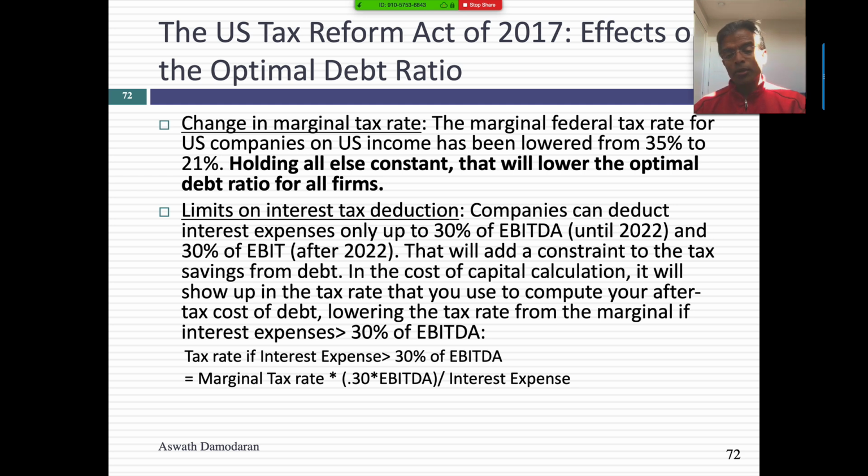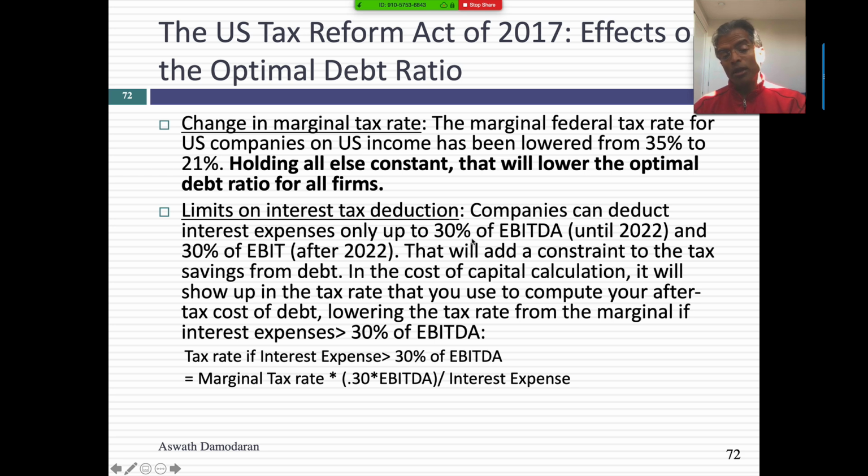Now, one of the things I want to emphasize about these companies is, especially with my US companies, the rules have changed after the 2017 Tax Reform Act. That act lowered the marginal tax rate for US companies from 35 to 21%. That's a big drop in the tax benefits of debt.